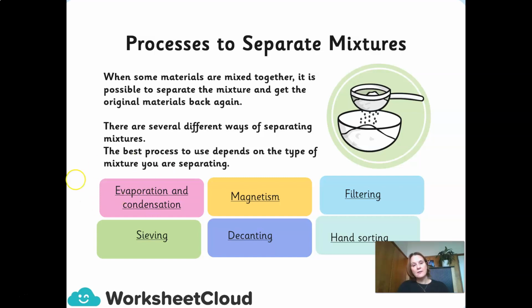So today we're going to delve a little bit deeper into evaporation and condensation in everyday life. We're going to look at magnetism. Most of you know it, but it's part of our grade 7 curriculum, so we'll go through it quickly. And then we're going to look at filtering in a lot more detail and how we use it in everyday life. And then in grade 6, you would have used these methods: sieving, decanting, and hand sorting. Those are physical methods of separation you should all already know.